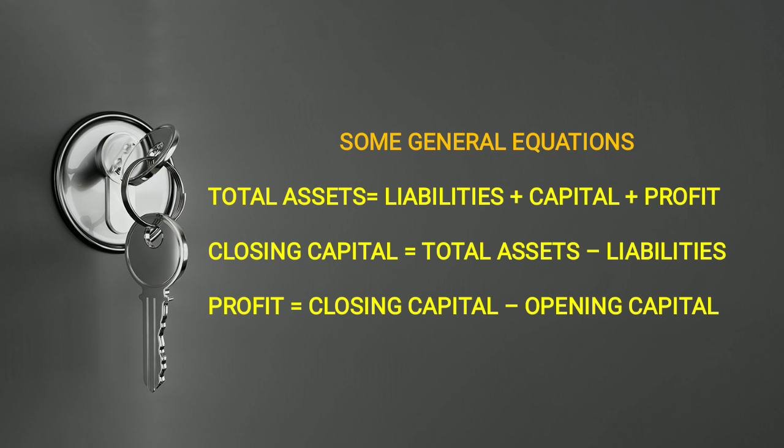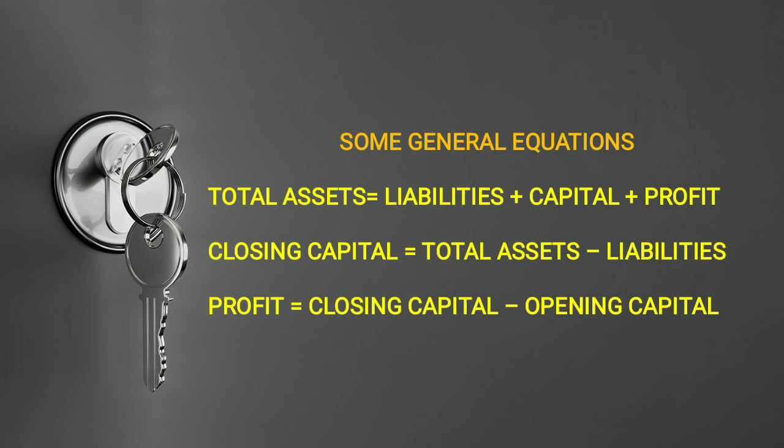So let's discuss that transaction, because in the business equation every time we have to verify that all the assets are equal to liabilities plus capital. Other than this, we have some more general equations, and all these equations will help us later in this chapter. That is, total assets is equal to liabilities plus capital plus profit. Basically profit is part of capital. If we are getting profit, then definitely our capital will increase, okay.